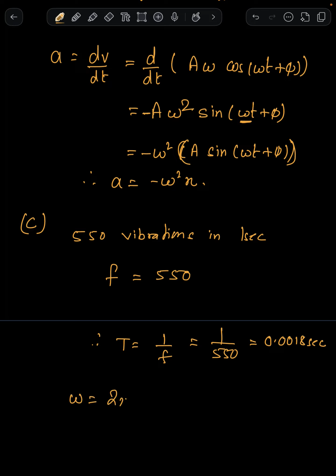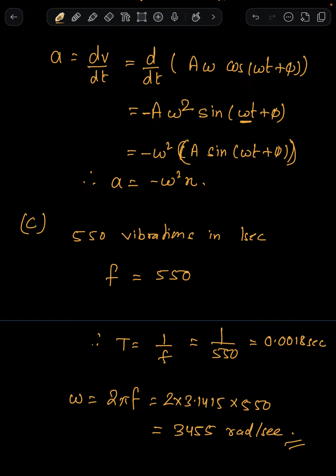And now we need to calculate angular frequency. Omega is 2 pi f, that is 2 into 3.1415 into 550. This on calculation gives about 3455 radian per second. Hence I have selected 6 questions for this video, and I have solved all those questions. Happy learning.